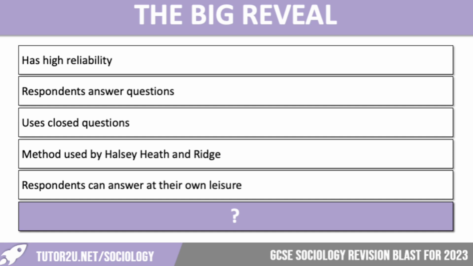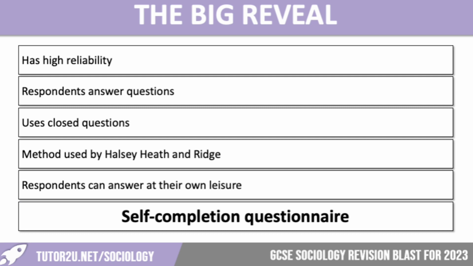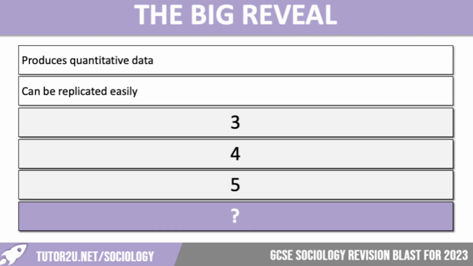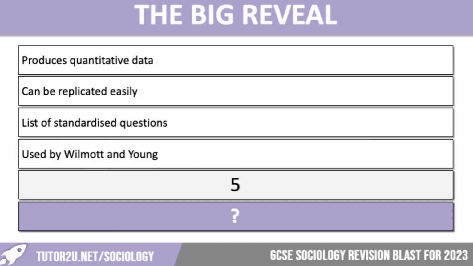Again, have a quick look at those again. Let's reveal. It is a self-completion questionnaire. Right, our last big reveal is this one. Number one, it produces quantitative data. Two, it can be easily replicated. Three, it's a list of standardized questions. Four, it was used by Wilmot and Young. Five, the researcher is present when responses are given. So what research method are we talking about here?